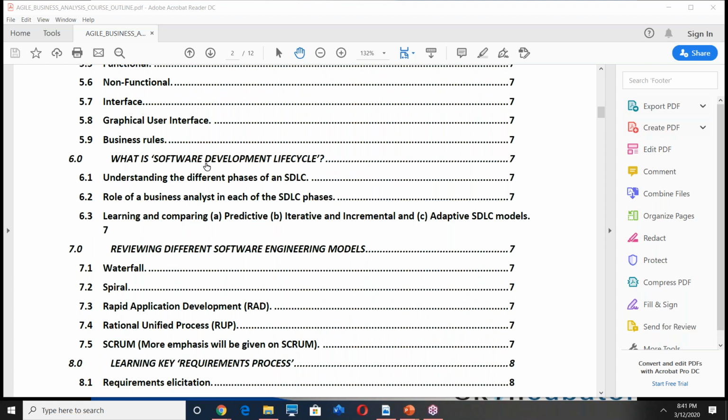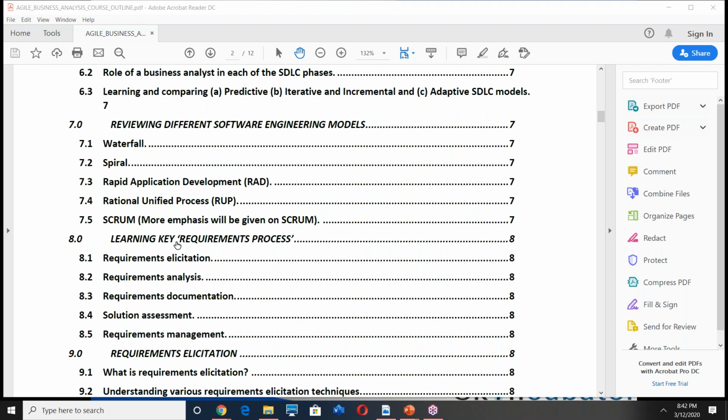The next is SDLC, because as I said, you will be working closely with the IT team to help your customer solve the problem by building a system, solution, or application. So you must know everything about SDLC, which is software development lifecycle. We'll understand the different phases of SDLC, and then we'll talk about the role that a BA is going to play in each of these phases. Then next we'll talk about the different types of models, SDLC models, whether it's a predictive, iterative, incremental, or adaptive, which is Agile.